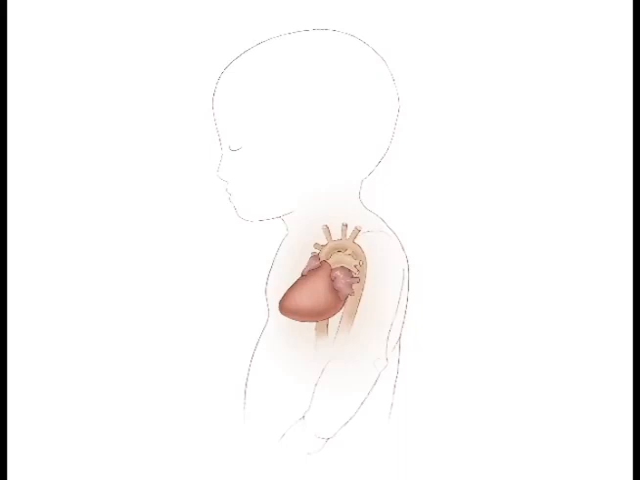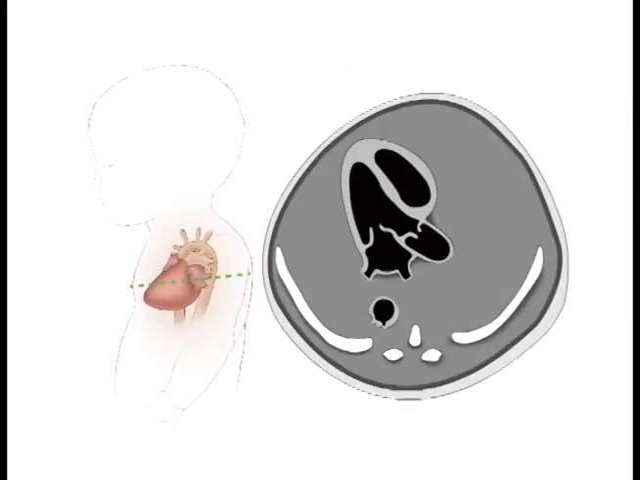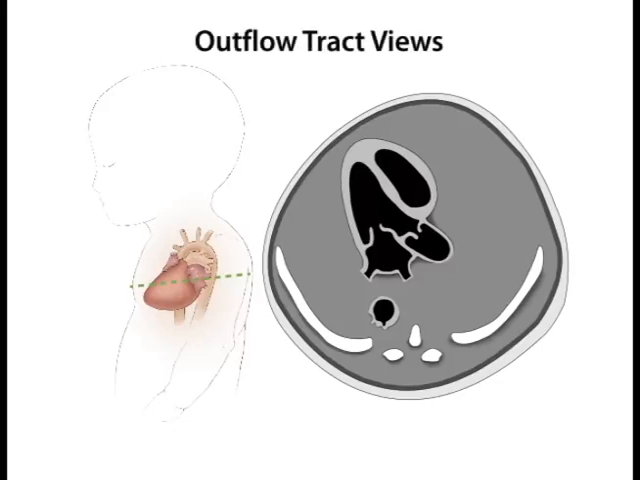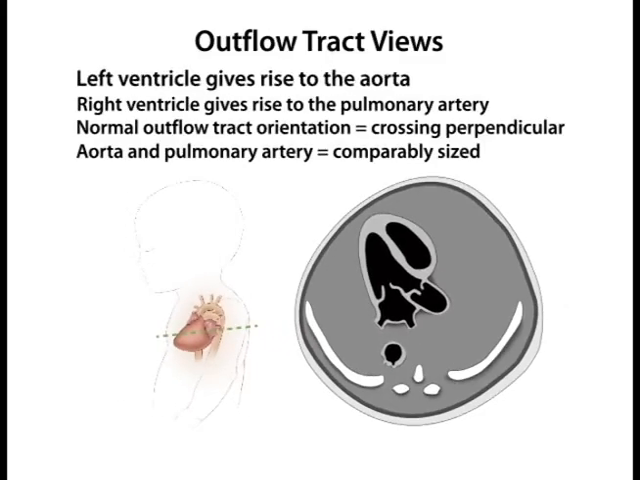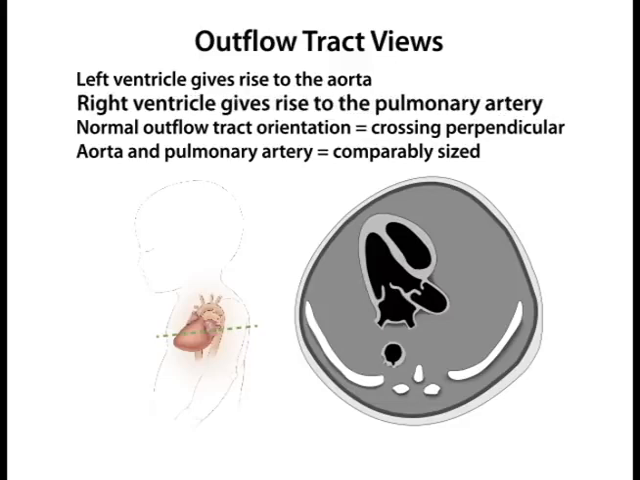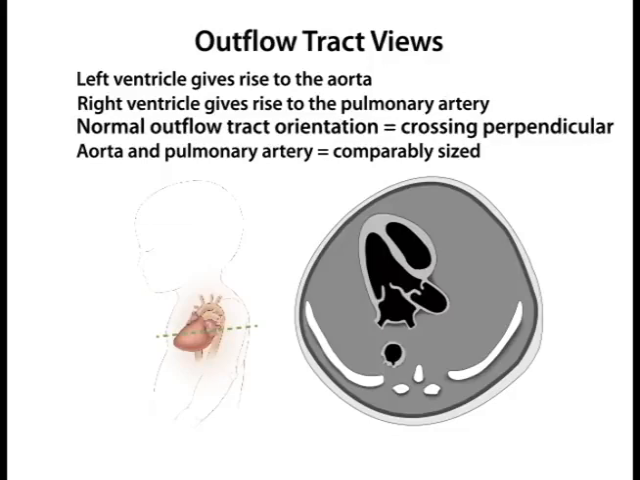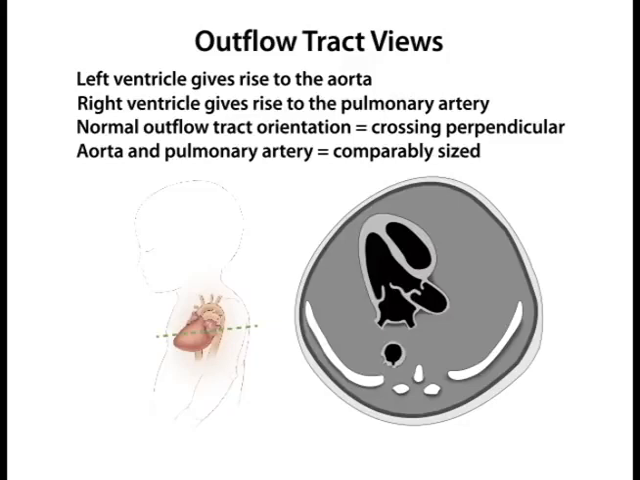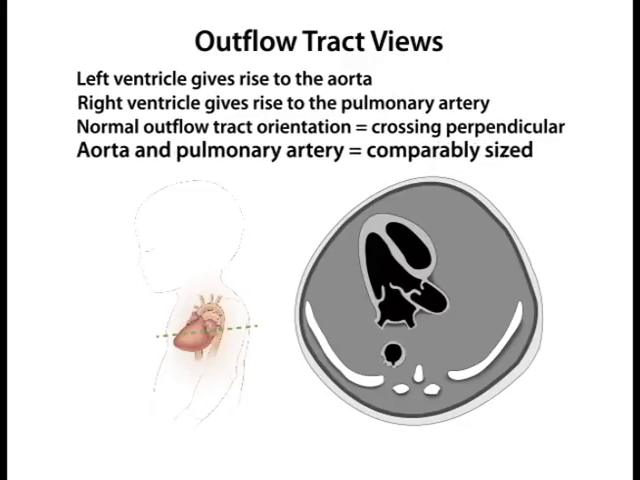This drawing shows a fetal chest and heart. The left ventricular outflow tract view is an axial or transverse image through the fetal thorax above the diaphragm. It is used in concert with the right outflow tract view to aid detection of anomalies not seen in the 4-chamber view. Outflow tract views show the left ventricle giving rise to the aorta and the right ventricle giving rise to the pulmonary artery, show normal orientation, that is, perpendicular crossing of the two outflow tracts, and show comparably sized aorta and pulmonary artery.